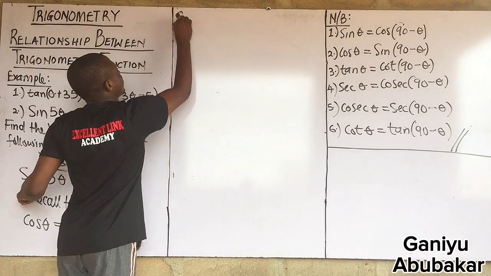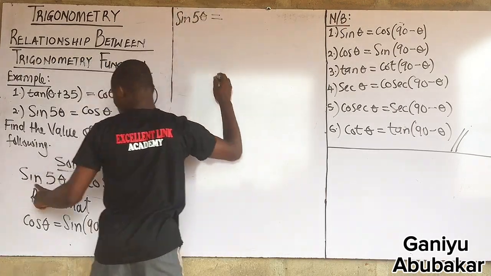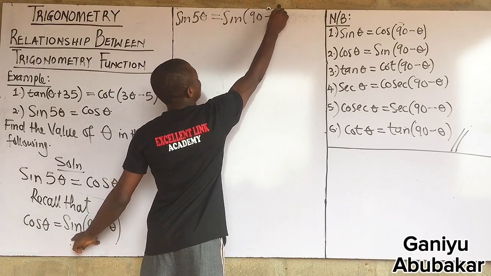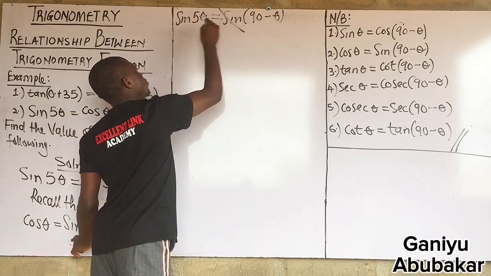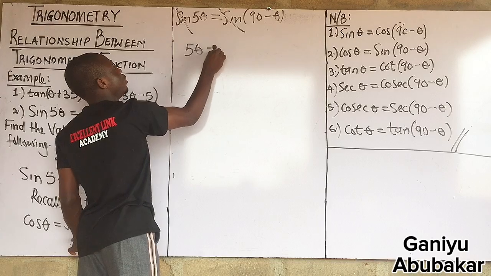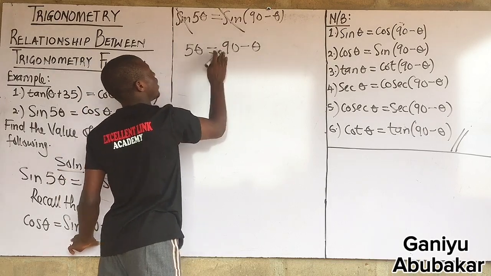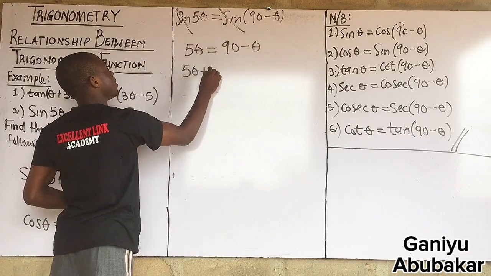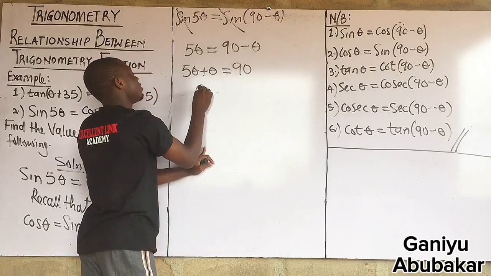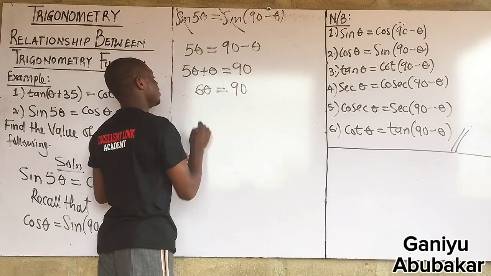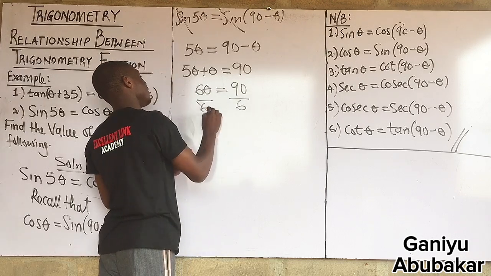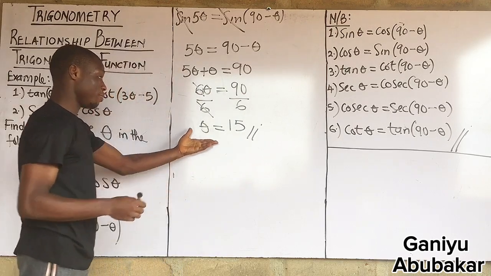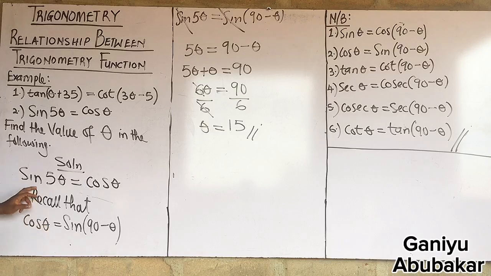So we're having sine 5 theta is equal to cos theta. What's cos theta? Everything here. That's sine into 90 minus theta. Sine cancels out sine. That becomes 5 theta is equal to 90 minus theta. Let's get theta. This becomes 5 theta minus theta, coming because of the plus theta, is equal to 90. This becomes 6 theta is equal to 90. Divided by 6, I'll have that theta is equal to 15. So my answer here too becomes 15 using the concept of cos theta.